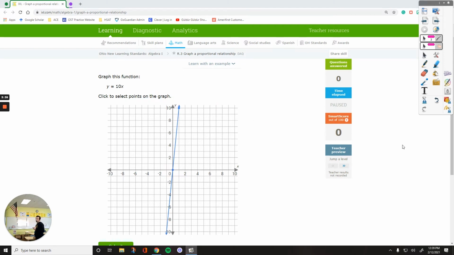Let's clear everything up. That's how you do it by using the slope-intercept form, y equals mx plus b. Start from the b, and then apply your slope to get your second point. Connect them. That's the first method.